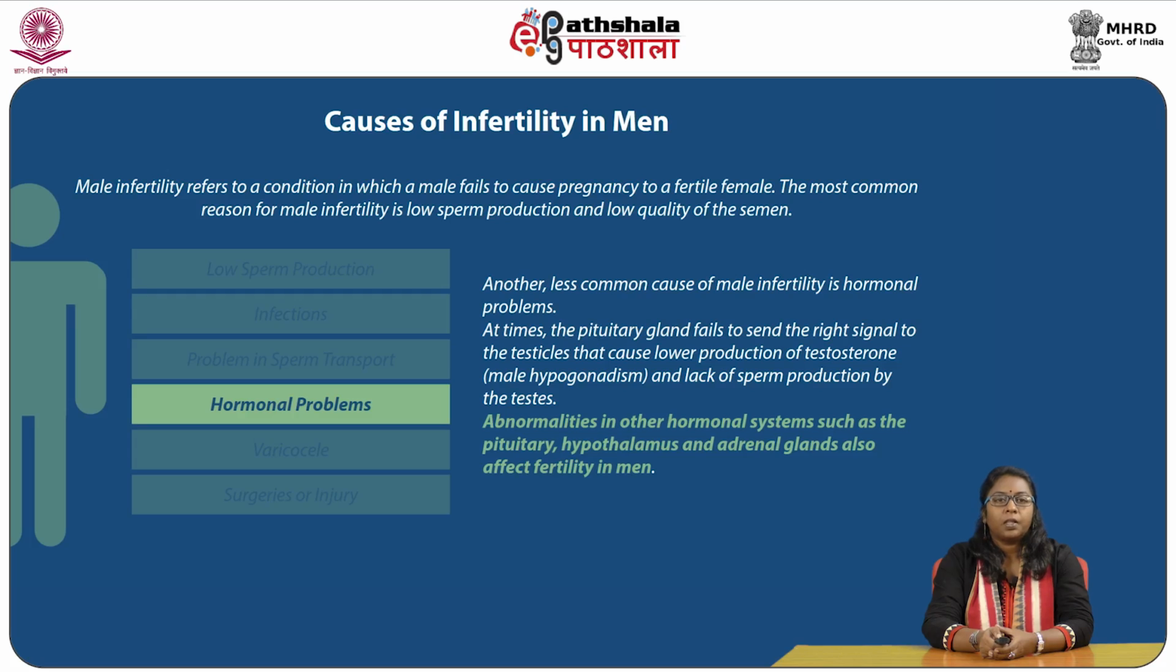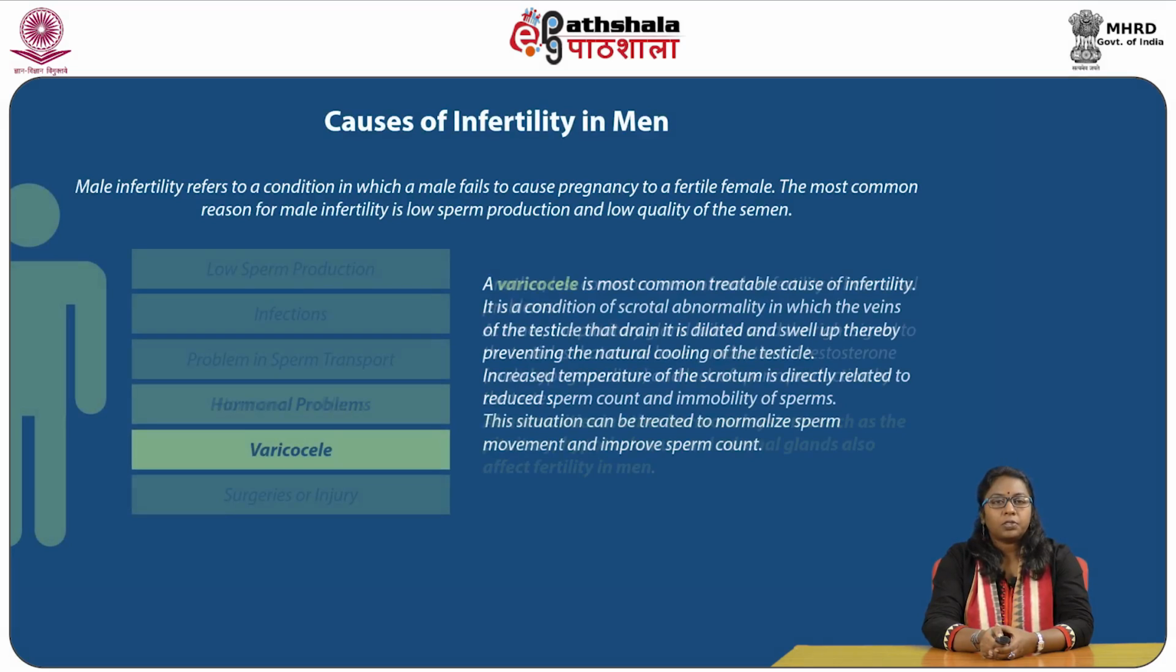Hormonal problems. Another less common cause of male infertility is hormonal problems. At times, the pituitary gland fails to send the right signal to the testicles that cause lower production of testosterone, male hypogonadism, and lack of sperm production by the testes. Abnormalities in other hormonal systems such as the pituitary, hypothalamus, and adrenal glands also affect fertility in men.